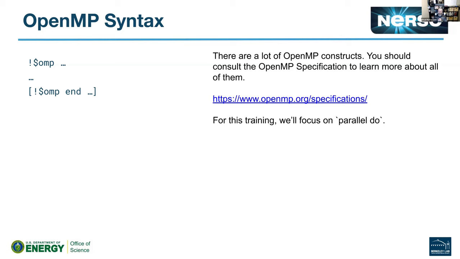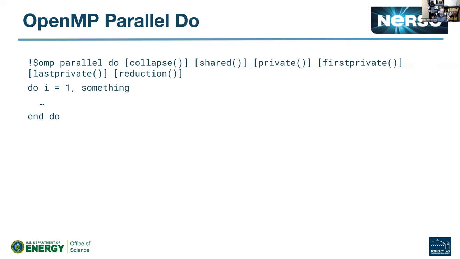For example, with a parallel do, it knows that the end of that parallel do is the end do statement, so you don't need the extra OpenMP directive to specify the end. But like I say on the slide, we're mostly just going to focus on parallel do for this training. The syntax for OpenMP parallel do starts with that exclamation dollar sign OMP. Parallel says this is a section of code that we want to do parallel execution on. Do says we want it to apply to this do loop.